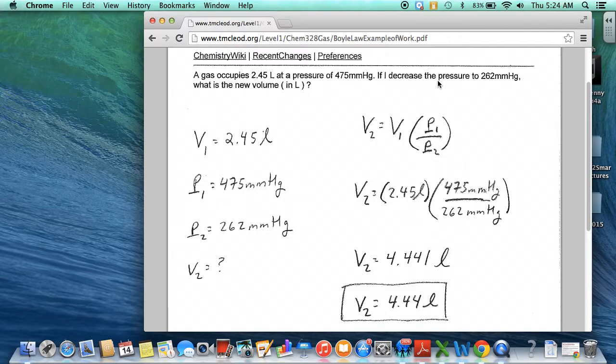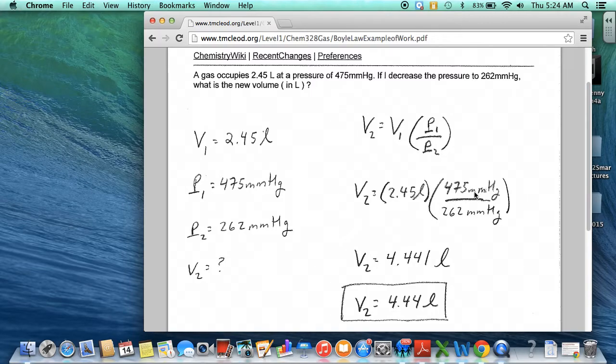So then it says I'm decreasing the pressure to 262 millimeters mercury. What's my new volume? So therefore, P2 is the 262 millimeters of mercury, and of course V2 is what we're looking for. So there it is. Since these two units are the same, you don't have to change them into atmospheres. Here's your equation. We talked about how you get the equation. Okay, and then you plug in.